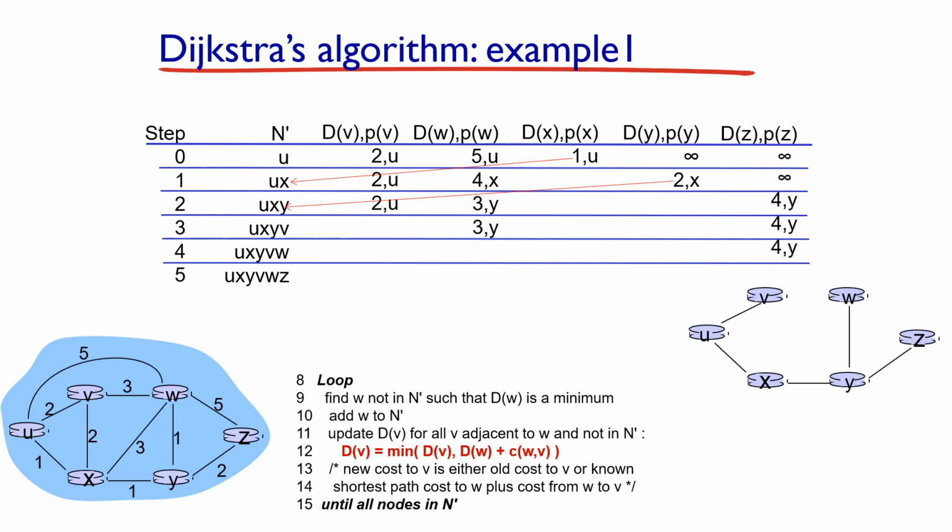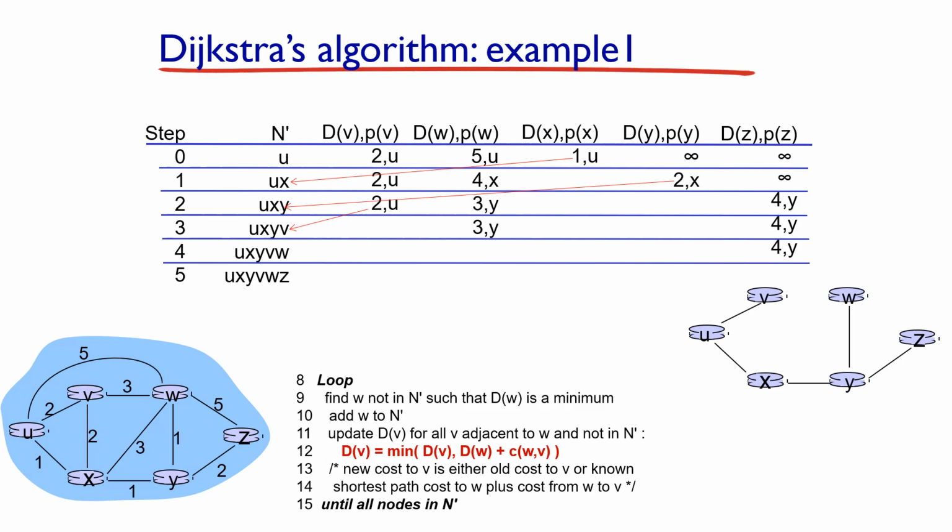And the next, is there a path to z? Yes, there is a path, that is the minimum of infinity or the value to z through y. Is there a path? Yes, 1 plus 1 plus 2, so 4y. To reach z through y, there is a path and the cost is 4. So it is filled with 4y. Then the minimum is 2u, so v is added into the list of N dash.